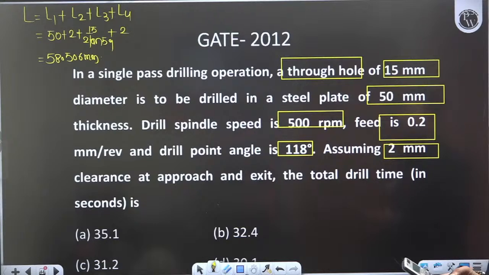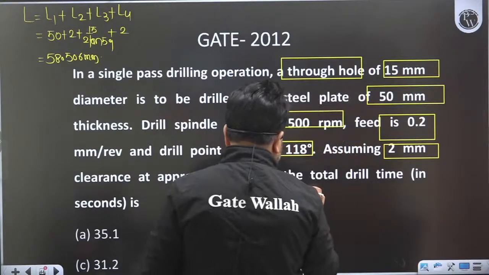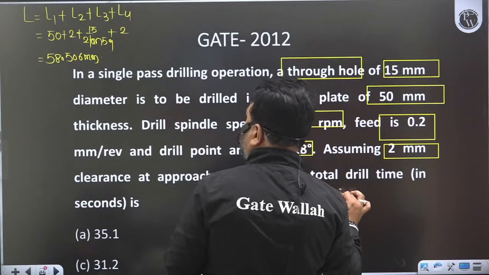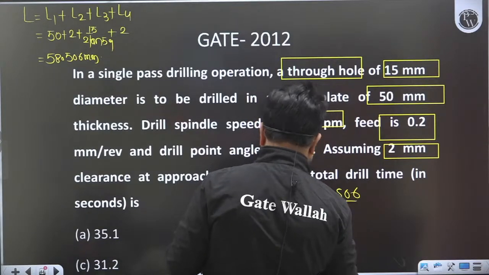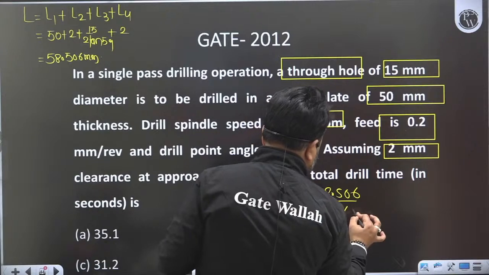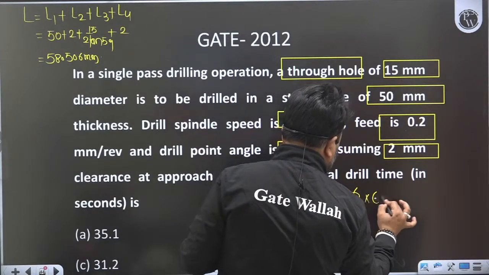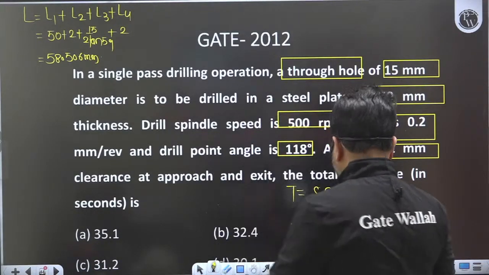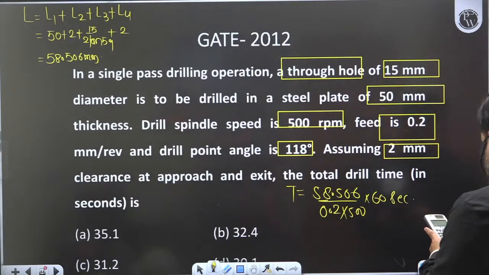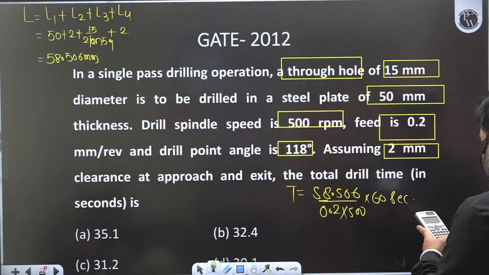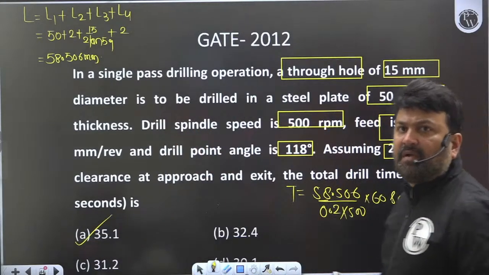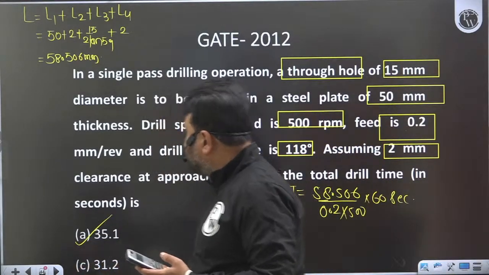Now the machining time is 58.506 divided by F into N, that is 0.2 into 500, into 60 for seconds. So 58.506 into 60 divided by (0.2 into 500) is 35.1. Option A is the answer. Right. Next.